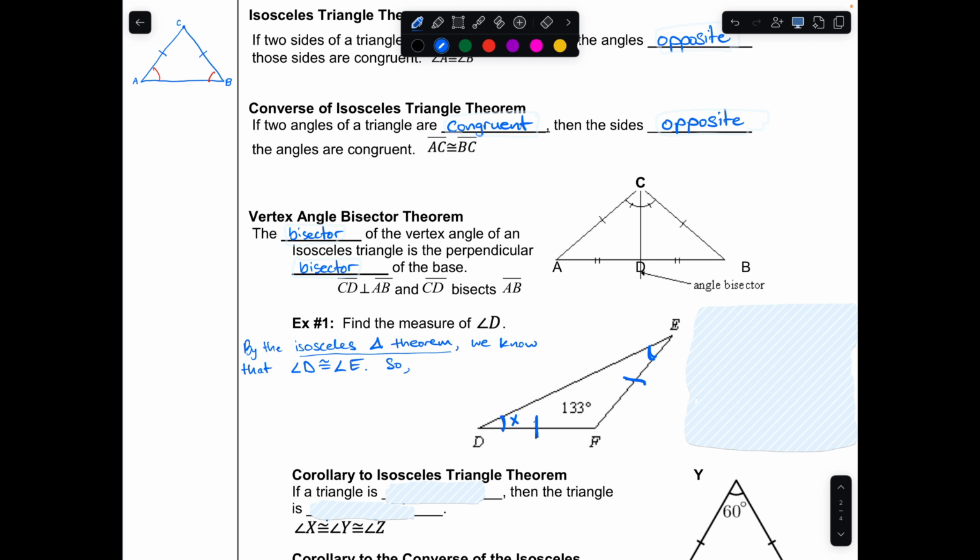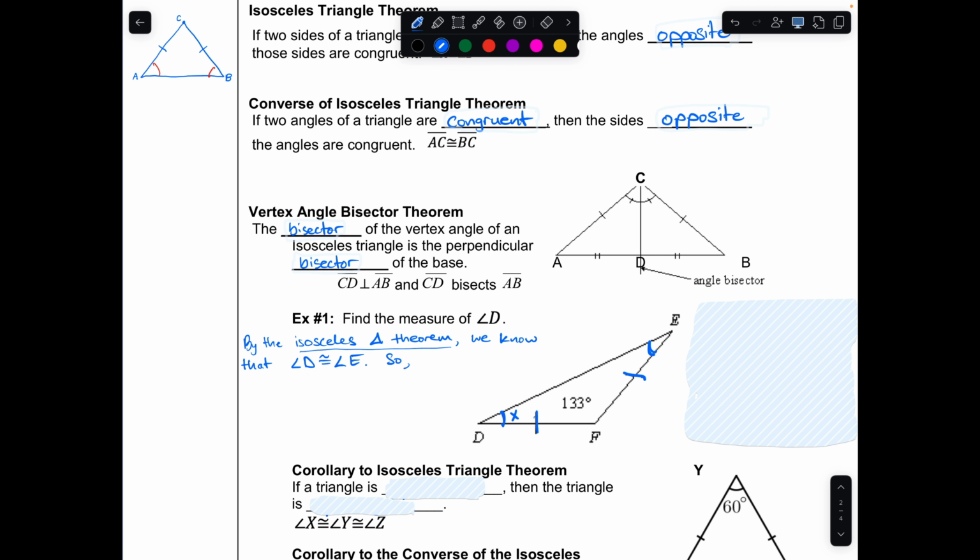Let's just call it X. It's X degrees. But if that's X degrees, then so is this. All we have left to do is remember that the three angles in a triangle add up to 180 degrees. So if I add X plus 133 plus X, that's going to be 180 degrees, because no matter which triangle we're working with, the three angles in that triangle have to add up to 180. We can combine our like terms. That's 2x. So 133 plus 2x equals 180.